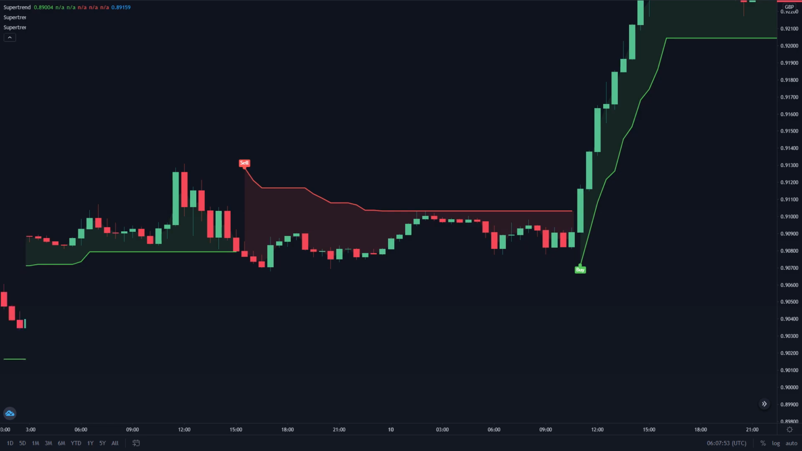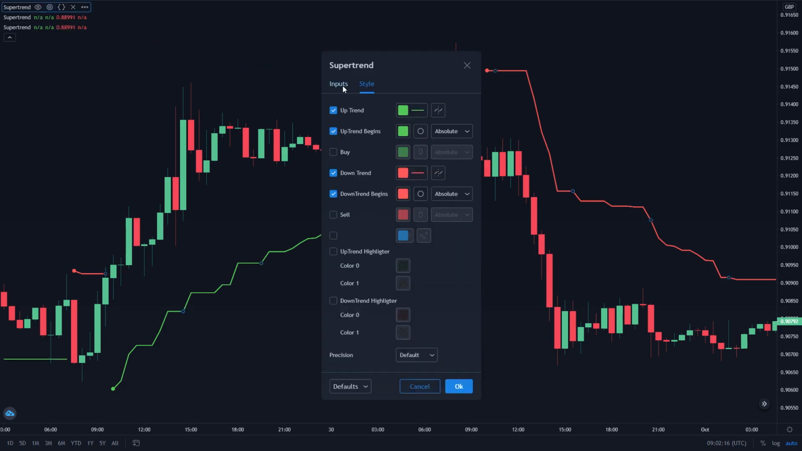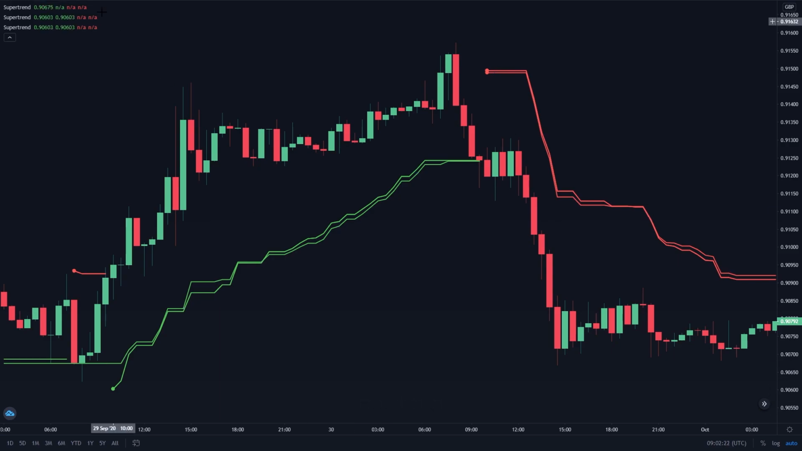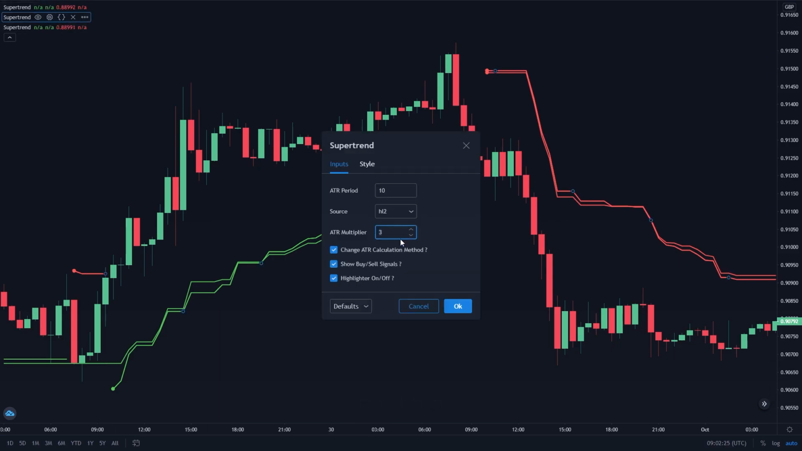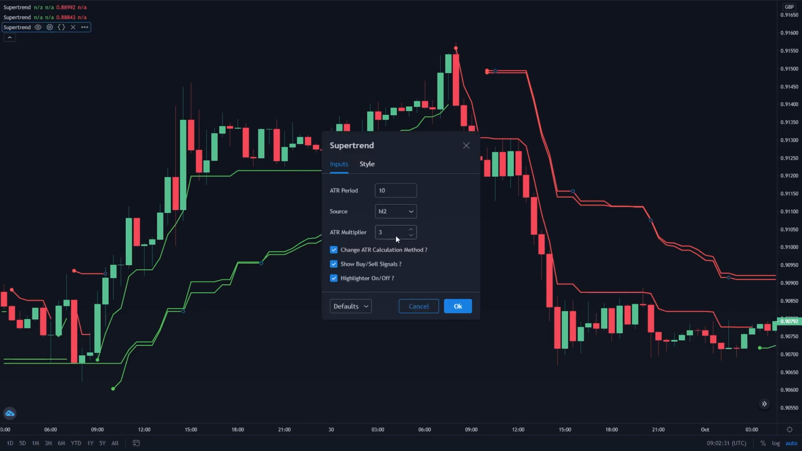This is how you do it. First, you need to put 3 Supertrend indicators. The first indicator, you need to set to 3 and 12. The next one, you set as 1 and 10, and the third one, you set as 2 and 11.